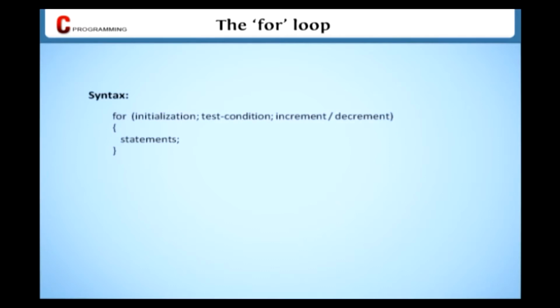Here, in this syntax, there are three sections, namely initialization, test condition, and increment-decrement. Initialization tells the compiler to start the loop from the given integer. Test condition determines the termination of the loop. And finally, increment or decrement will be varied based on the initialization.